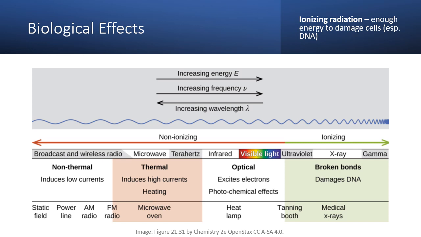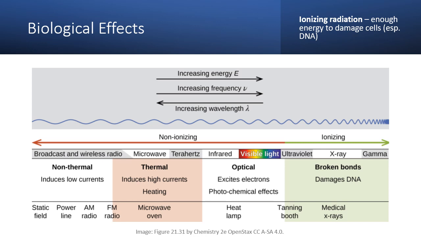We don't really worry about non-ionizing radiation. So non-ionizing radiation is not going to produce ions when it hits something. Ionizing radiation has enough energy to damage cells, in particular DNA. So you can break bonds with it, and if it's not repaired, you get bigger problems. So non-ionizing radiation is basically visible light on downward in energy.